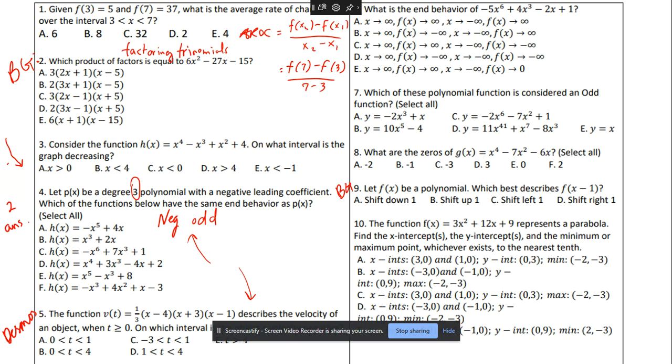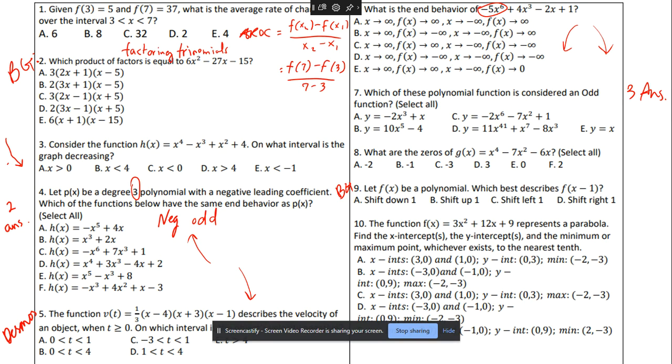Number 6, and this is another end behavior question. If you look right here at your leading term, you're looking for a negative even behavior. Remember, negative even is where it's going down in the same direction on both sides. Number 7, select which of these polynomials is considered an odd function. We talked about this yesterday. At a glance, I see 3 answers here. There are 3 answers for number 7.